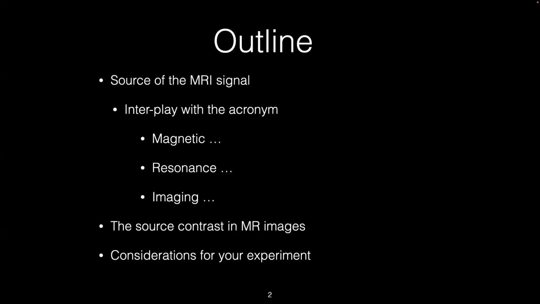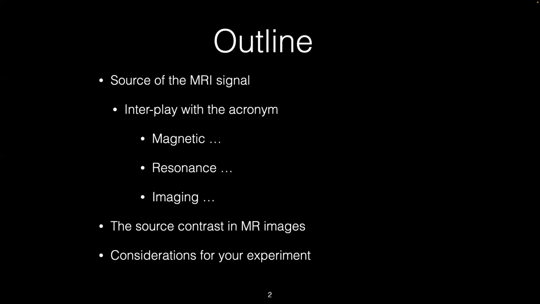All right. So here's a basic outline of what I'm going to cover this afternoon. I'll talk about the source of the MR signal, what's the physics and underlying processes behind the images that we're generating and looking at. So that's the source of the signal, and then how that interplays with the acronym, magnetic resonance imaging, and what we do. And there'll be a good amount of basic physics and a little bit of math as we go through that.